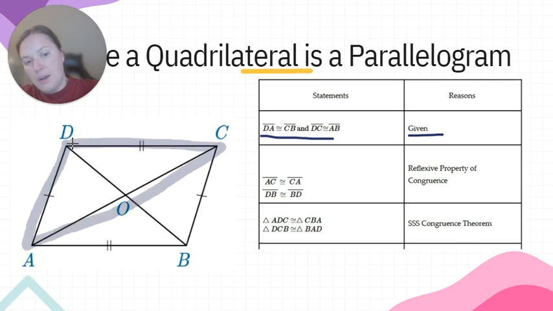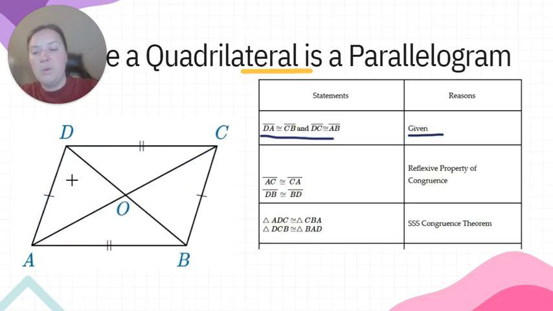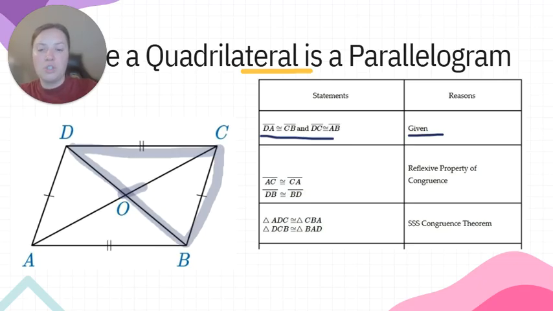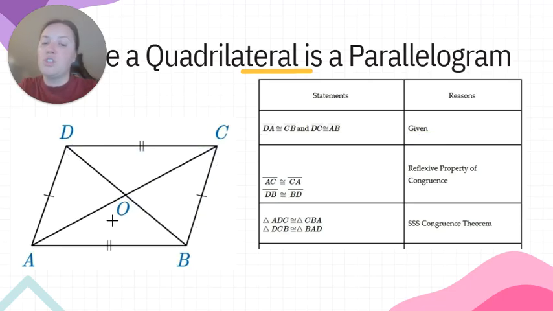We can use the reflexive property to show that AC is congruent to AC, so it shows two triangles that are going to be congruent to each other by side, side, side. And then we can do the same thing here, showing that DB is congruent to itself, so we have two congruent triangles here. So we've got two sets of congruent triangles just by using the reflexive property, showing that these transversals are congruent to each other. So like I said, we're using side, side, side.